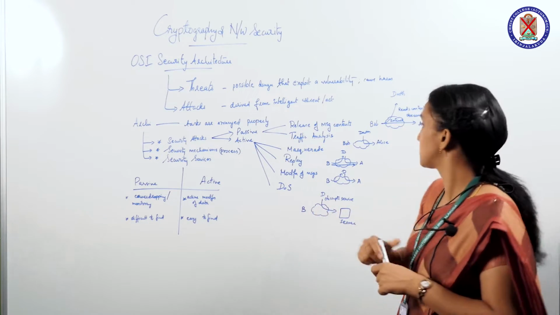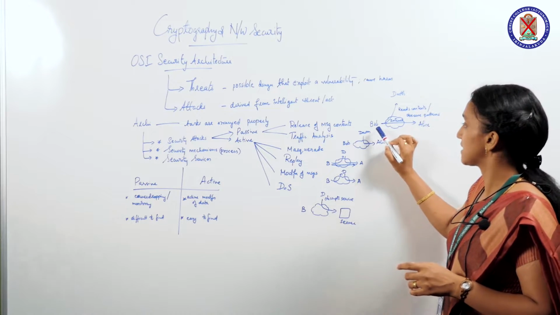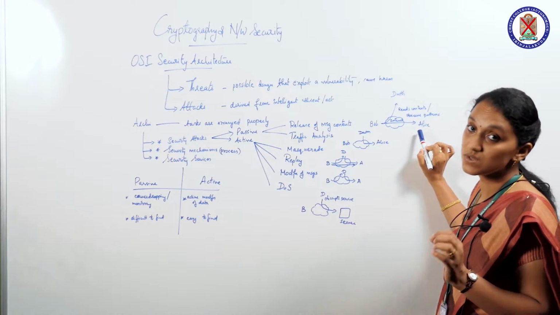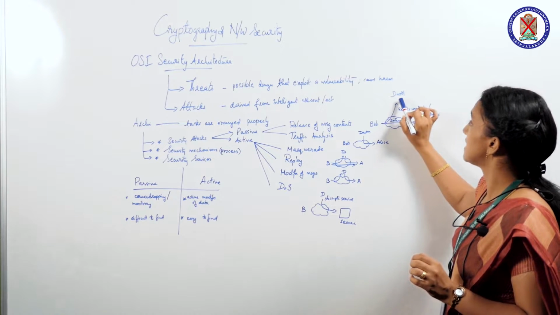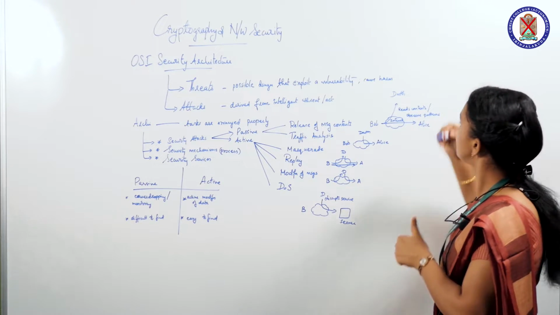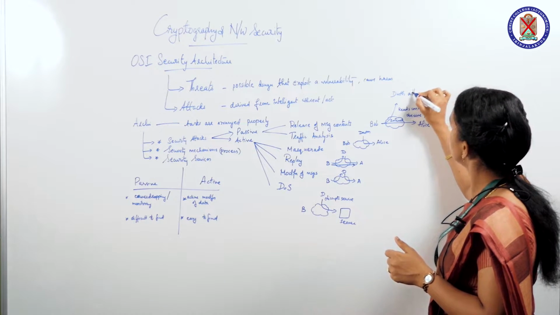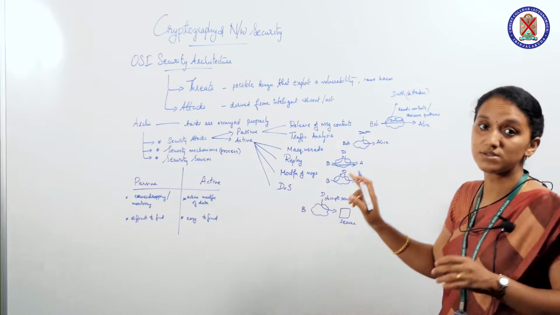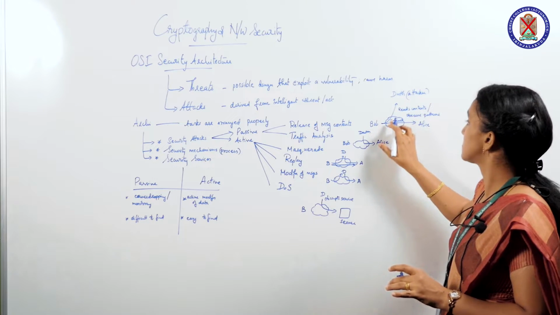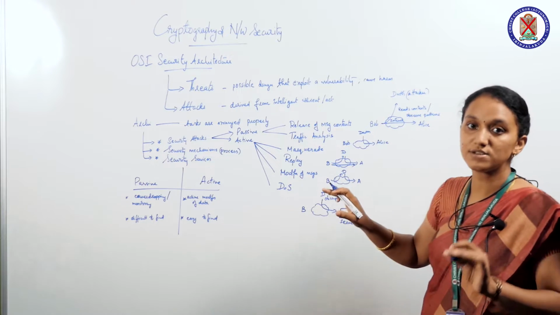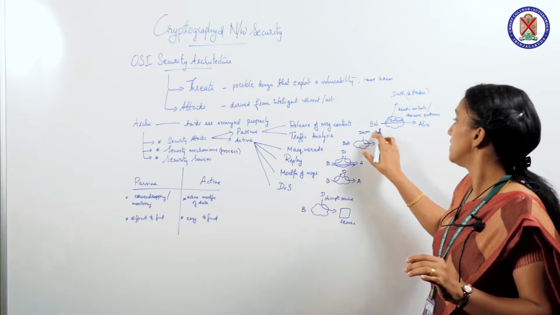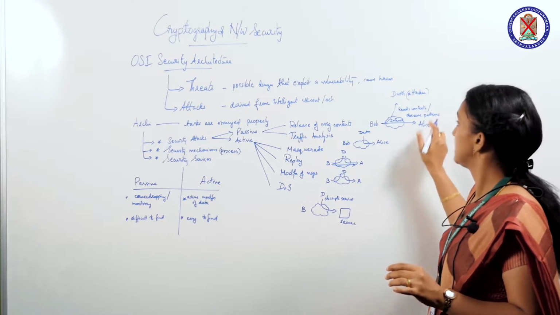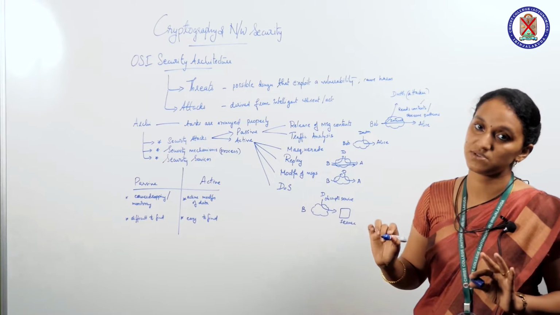Let me explain via a diagram. See this diagram. Bob is trying to communicate with Alice. In this case, the attacker is Darth. So let me write, he is the attacker. They are connected through the internet, and Darth tries to read the content of information Bob has sent to Alice. That is release of message contents.